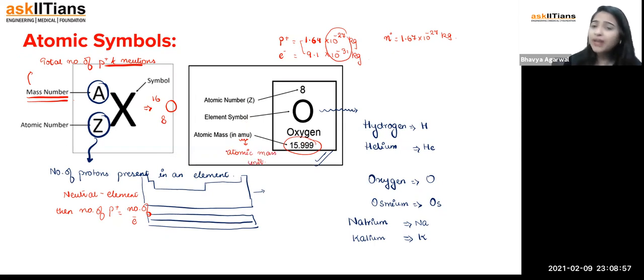Why a specific unit? That's because if you see that the atom is very, very small. It cannot be seen with any naked eye.